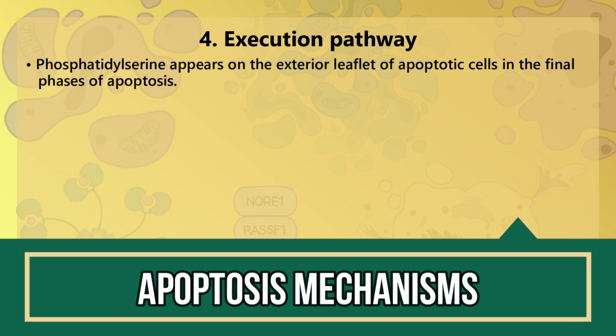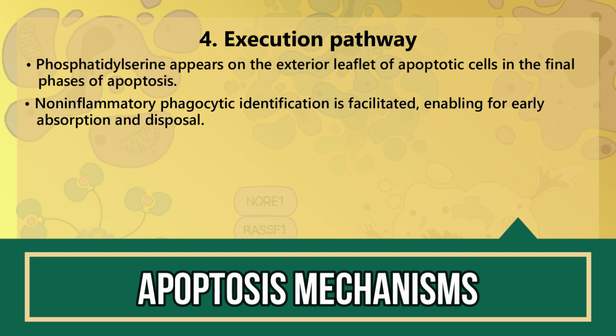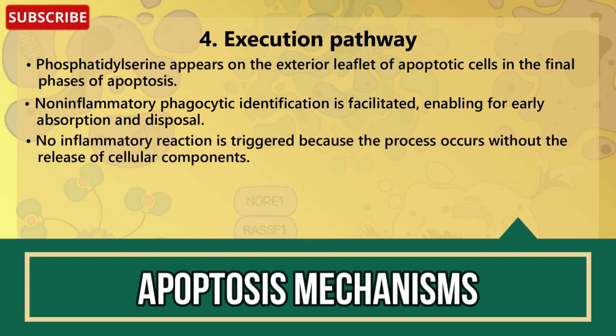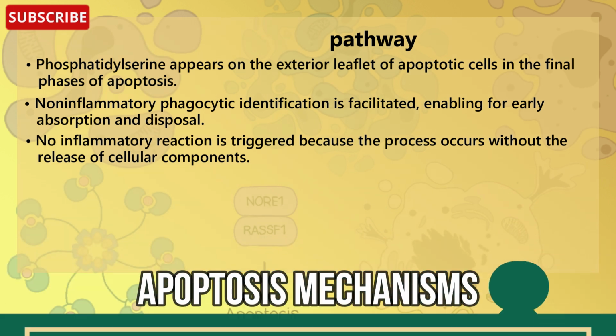Phosphatidylserine appears on the exterior leaflet of apoptotic cells in the final phases of apoptosis. Non-inflammatory phagocytic identification is facilitated, enabling early absorption and disposal. No inflammatory reaction is triggered because the process occurs without the release of cellular components.